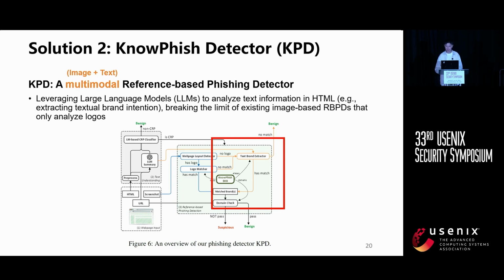Our solution for the second challenge, which is the logoless phishing with textual brand intention, is to introduce further analysis of the text information of the web page, which is mainly the HTML. This actually makes our phishing detector operate in a multimodal way. We call this phishing detector the KnowPhish Detector. In short, if no logo can be found in the screenshot, we leverage a large language model to obtain the target brand of that web page.